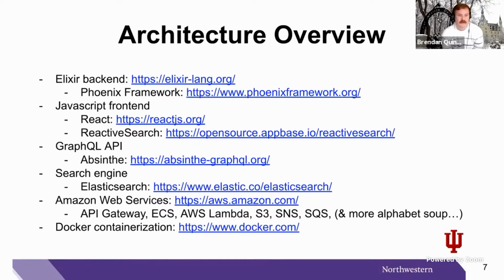And then our search engine we're using is Elasticsearch, similar to Solr. Many of you, I'm sure, are familiar with that. And we use a whole host of Amazon Web Services, many more probably than I could list out here, for our databases, our searches, our container hosting, our routing. Everything basically is powered by Amazon Web Services. And then Docker for containerization, both locally and in deployment.